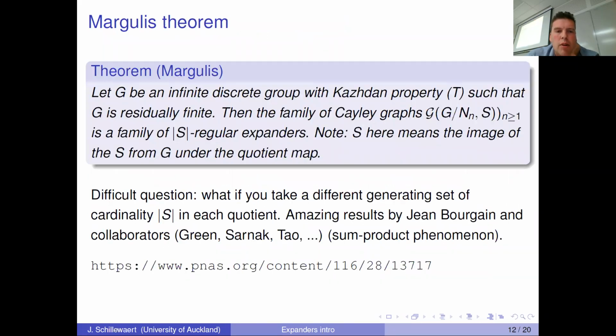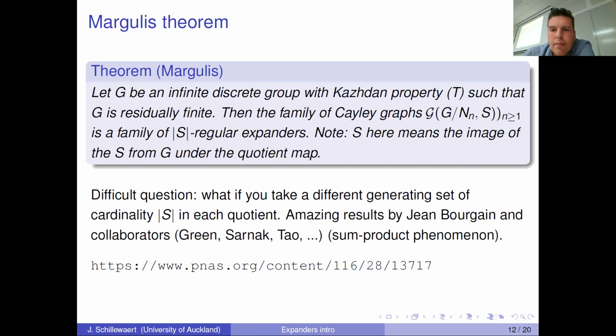And this is what Margulis did. I'm not going to discuss the proof. So G is a group that is equipped with nice properties. As I said, you can think of SL_d(Z) with d at least 3. Then you can construct a family of expanders. This is the first explicit construction of such expander graphs. And you can see that we are already using a number of fairly involved concepts from different areas of mathematics.